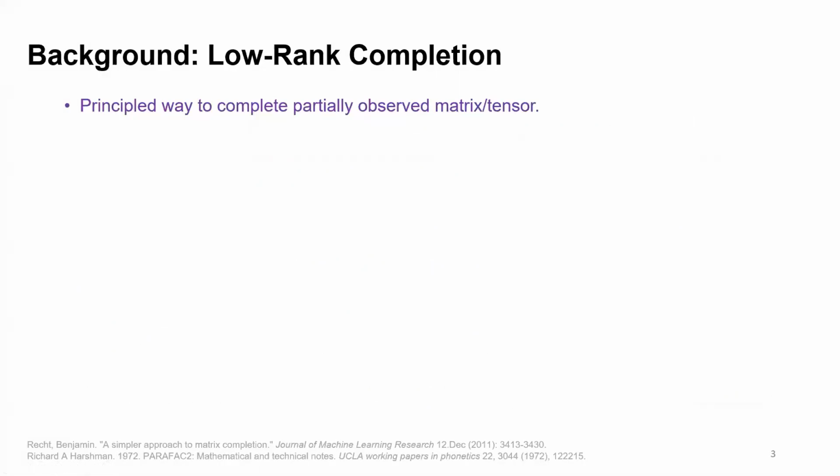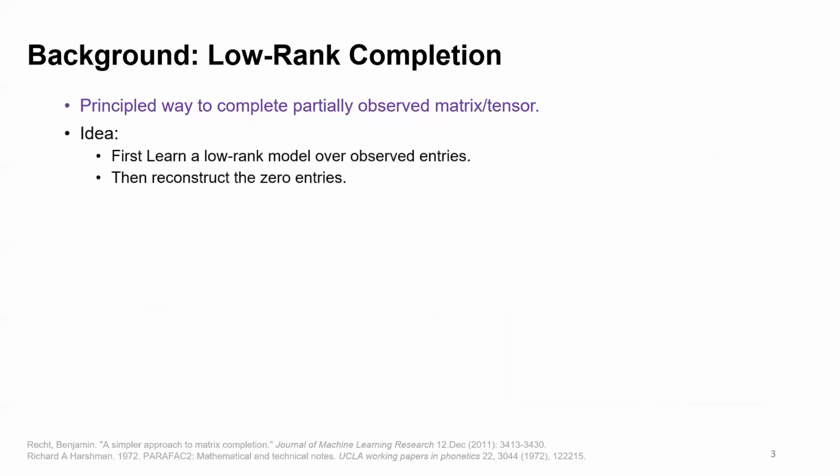Low-rank completion has been identified as a principled way to complete partially observed matrices or tensors. The idea is that we first learn a low-rank model over the observed entries, and then we try to reconstruct the full matrix or tensor where the zero entries can be recovered by the low-rank model.